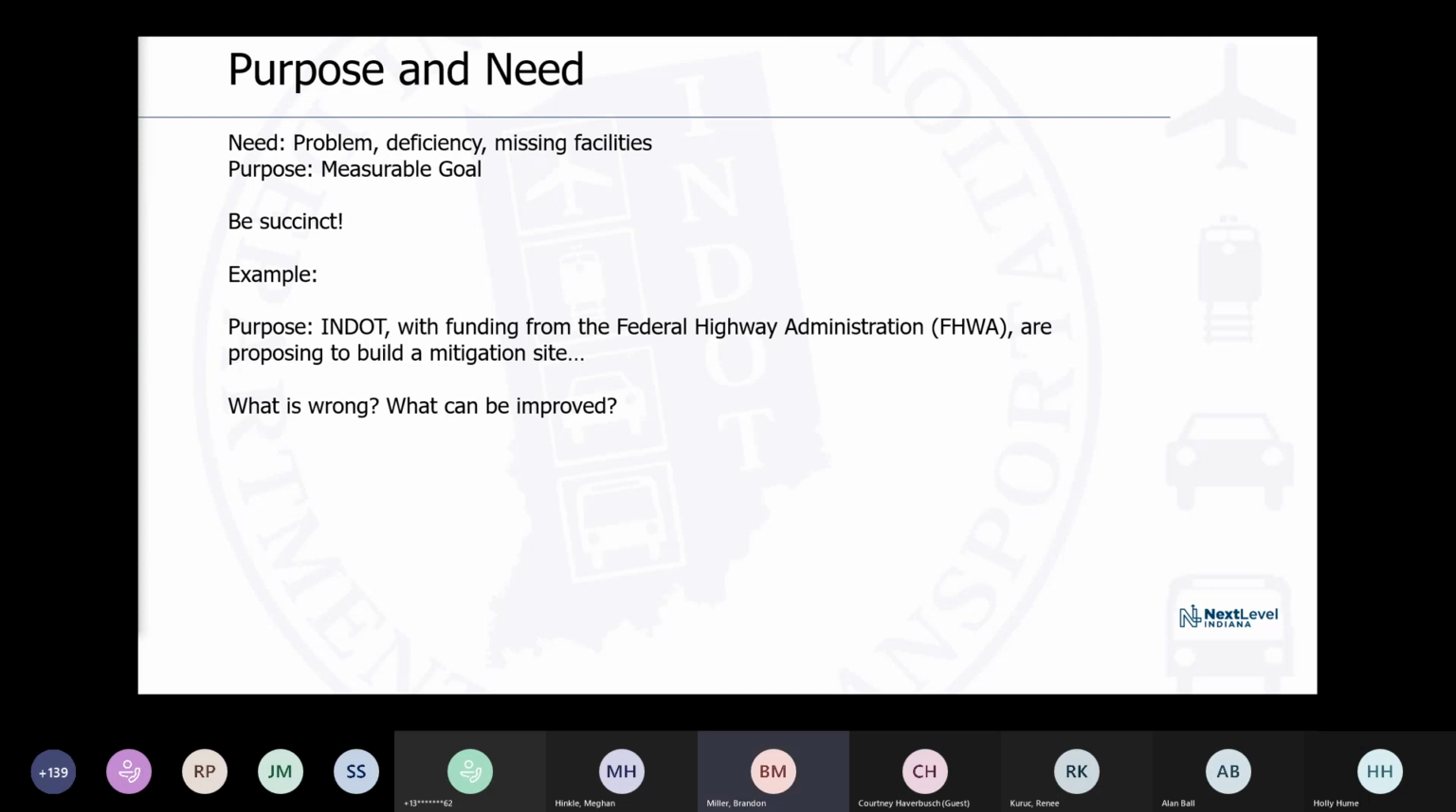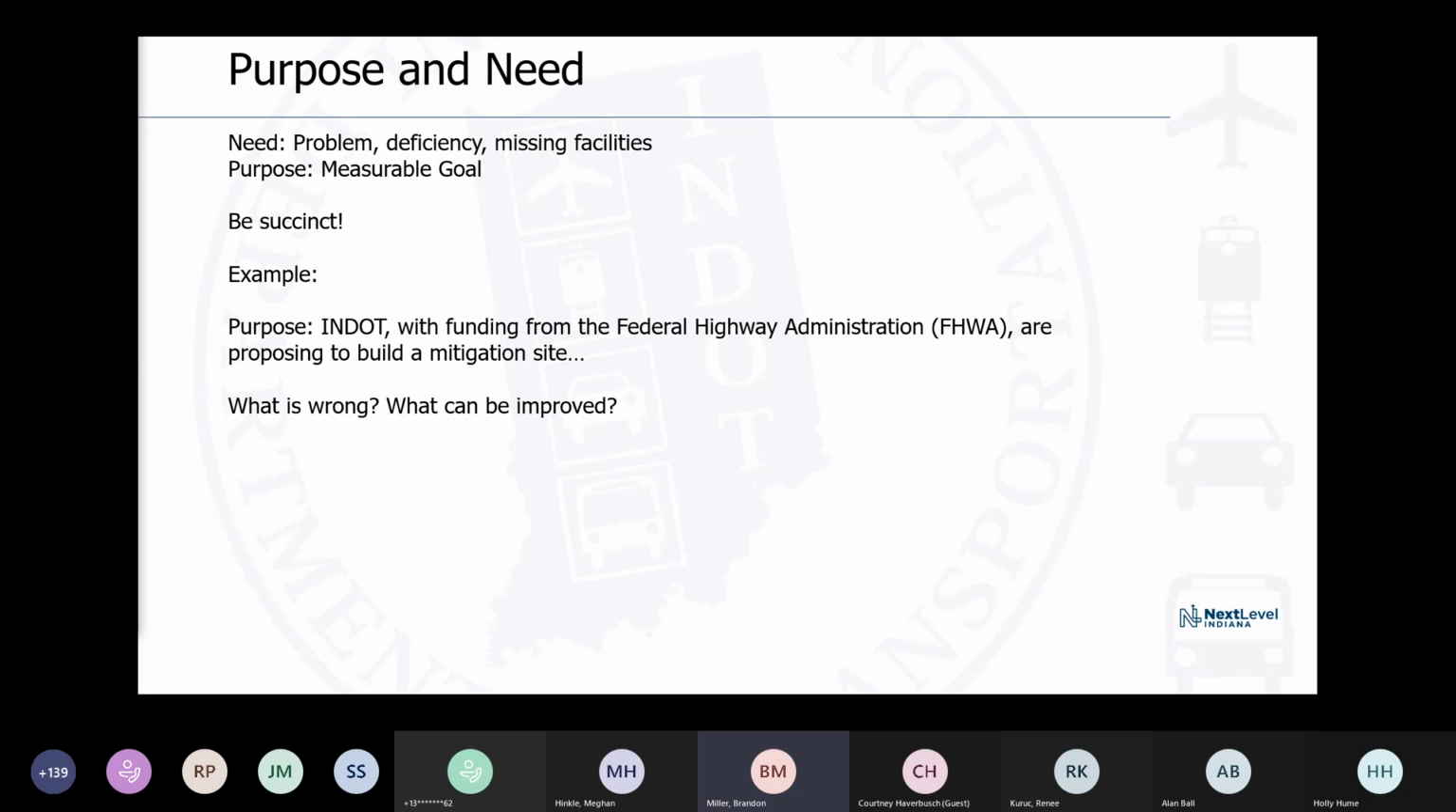We did have one question from Michelle. For bundled projects, is it okay to discuss purpose and need for each project separately, especially if they're vastly different? If the projects are vastly different, you likely have multiple different environmental documents. You should generally talk with the project sponsor to see how many environmental documents they were expecting.